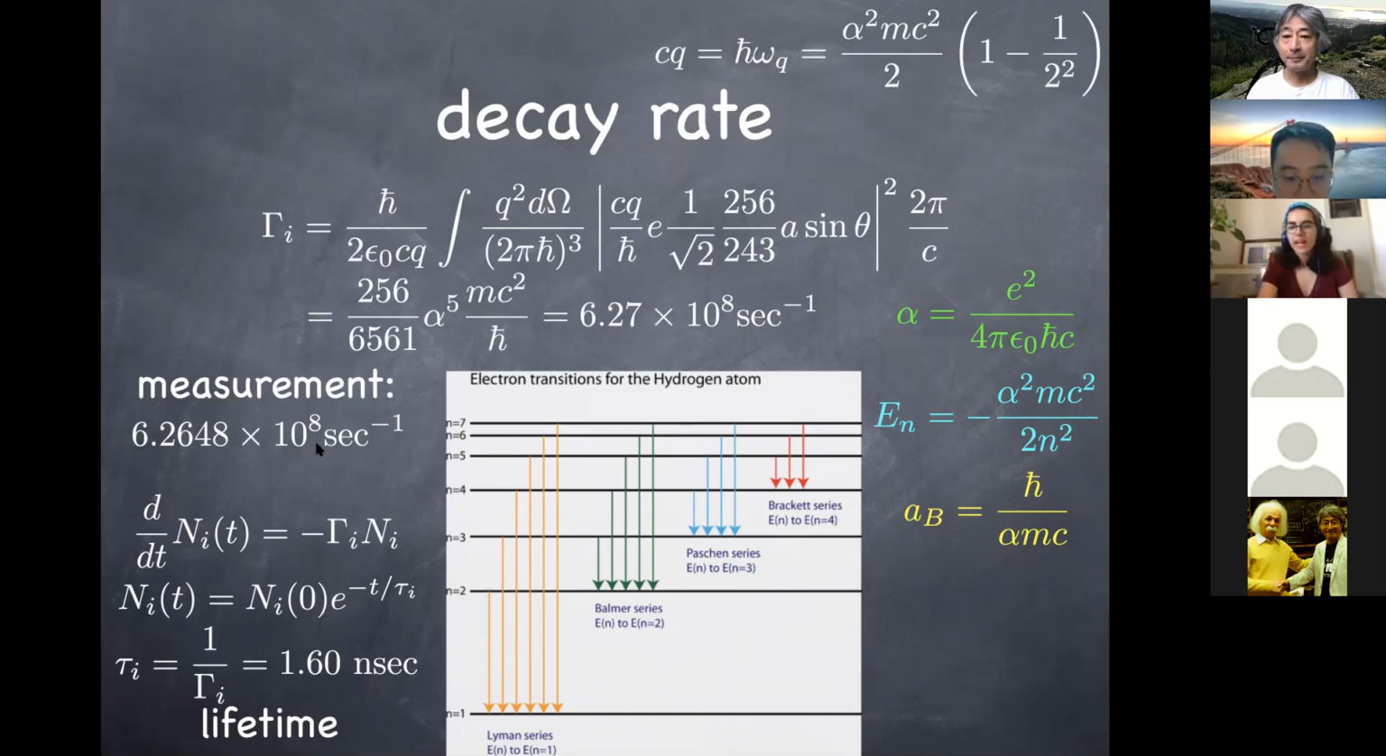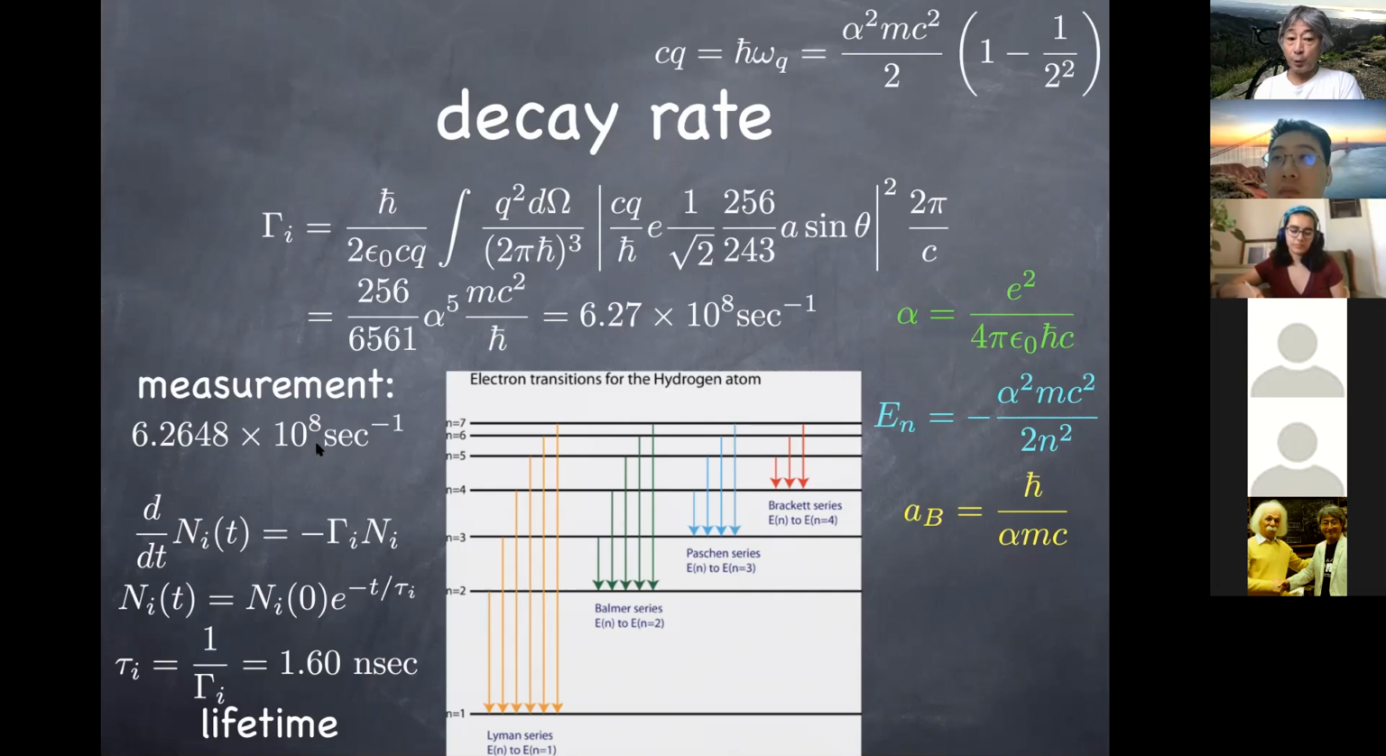So this is like if we just had an excited hydrogen atom without any external influence, except for the vector potential. This is the time we would expect it to stay in that state before it drops back down to the ground state, right?